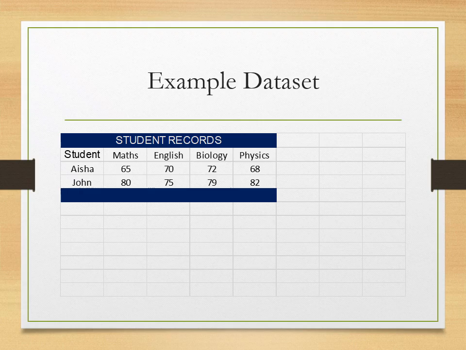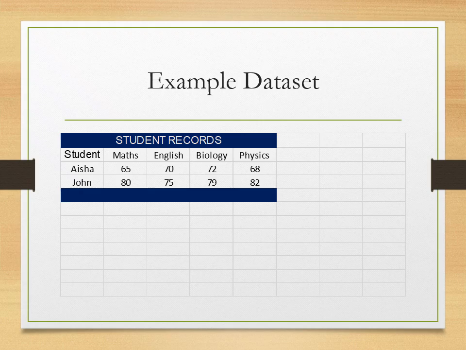Example of a data set. As you can see, this is a given example of a data set named student records. The first column, the first cell, is named student, and then the second column is the first subject, which is mathematics, and then the second subject, which is English, then biology and physics. These are the subjects each student is taking.